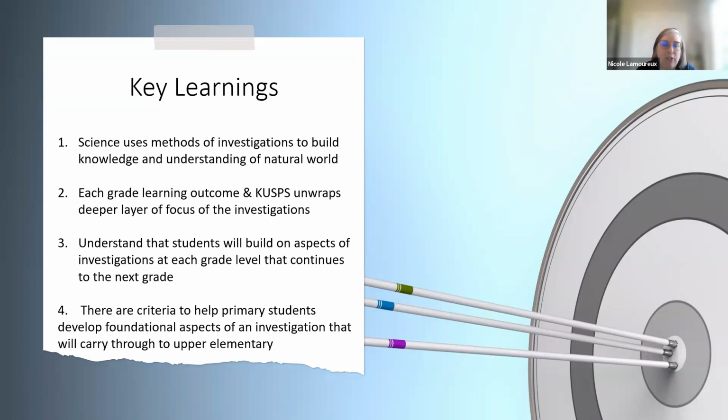And to understand that students will build on aspects of investigations at each grade level, and it continues to the next. So it's a little bit different, and I'm sure Ted mentioned that yesterday, that we're building, which is different than the previous 1996 curriculum. And also that there are criteria to help primary students develop foundational aspects of an investigation that will help carry them forward. So about assessing these skill areas as well.